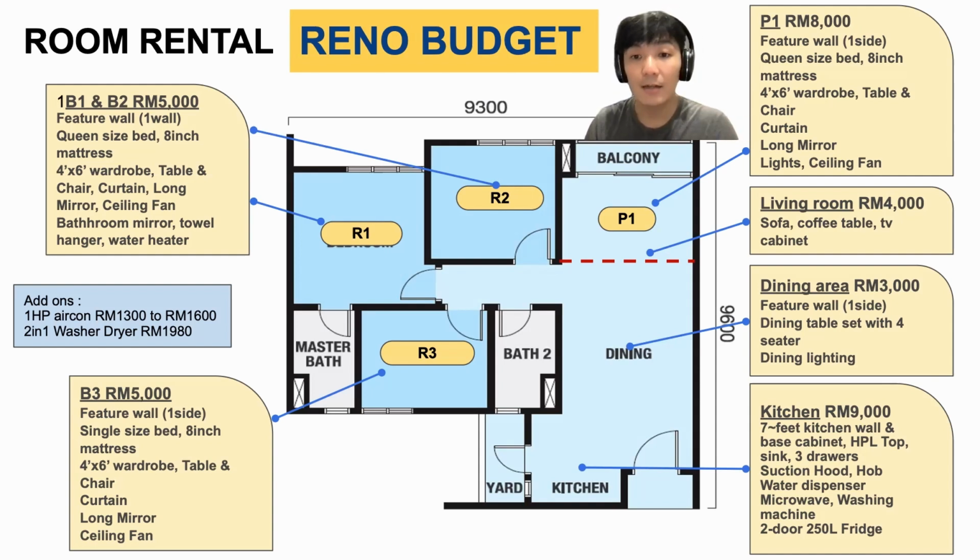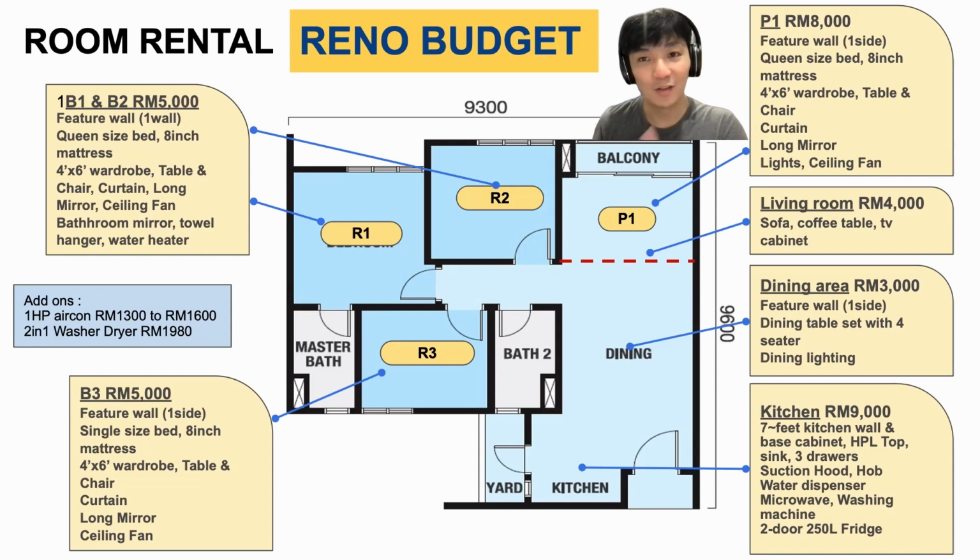Then the dining area. The dining area is around 3,000, rough estimate, to do all the feature lighting installation and stuff. And lastly, the kitchen area, which is the most costly area, because you have the one-time cost, which is higher, like kitchen cabinet, hob, electrical appliances, and so on. So this is at least the essential and the value-added items that you should provide for your room rental tenants.